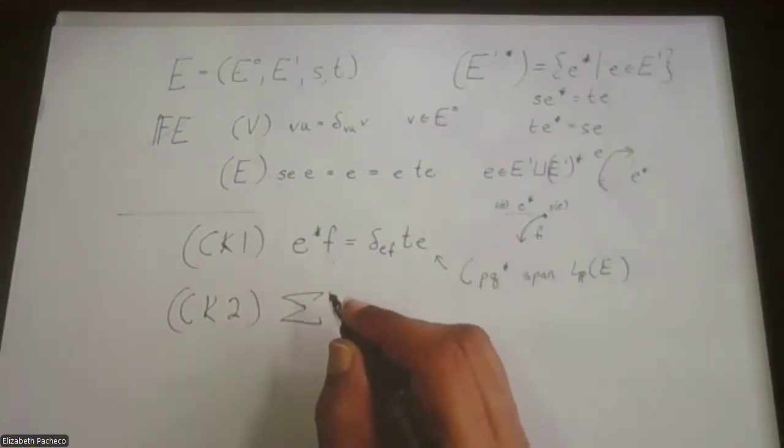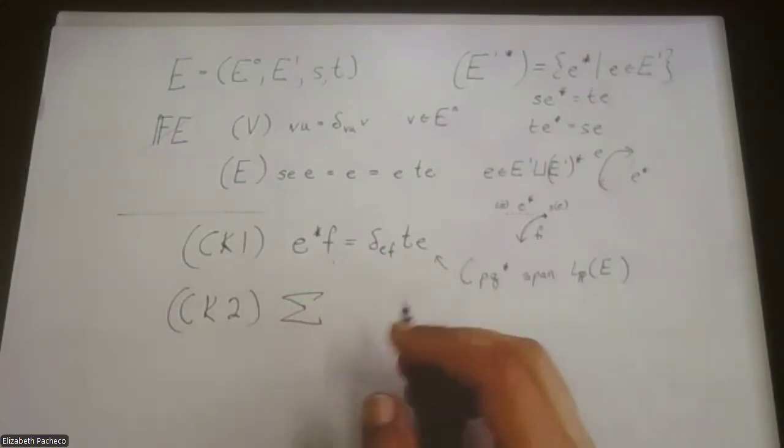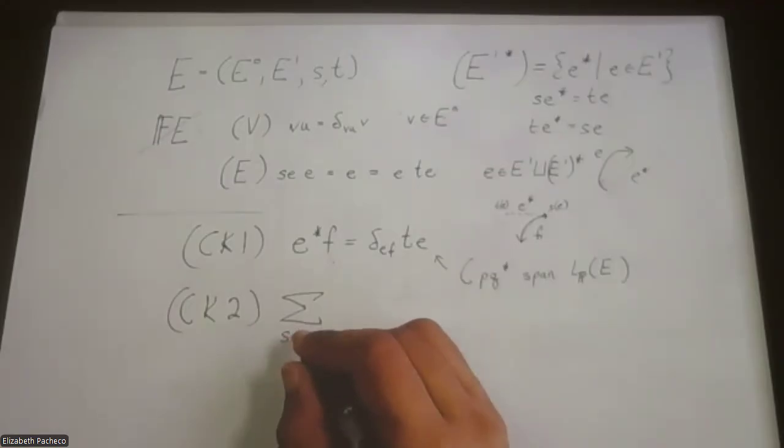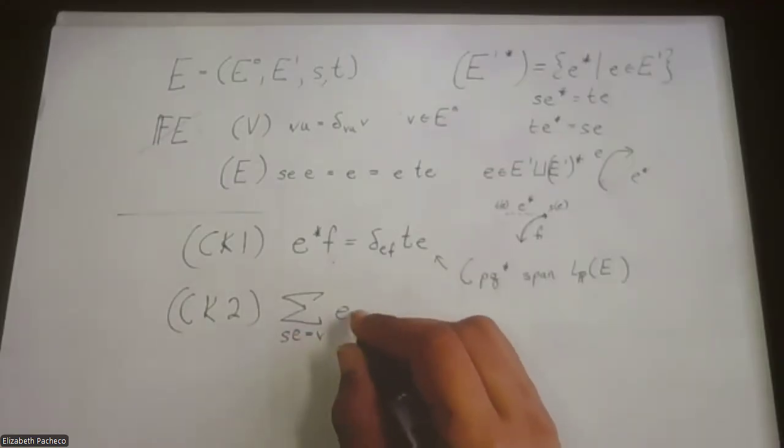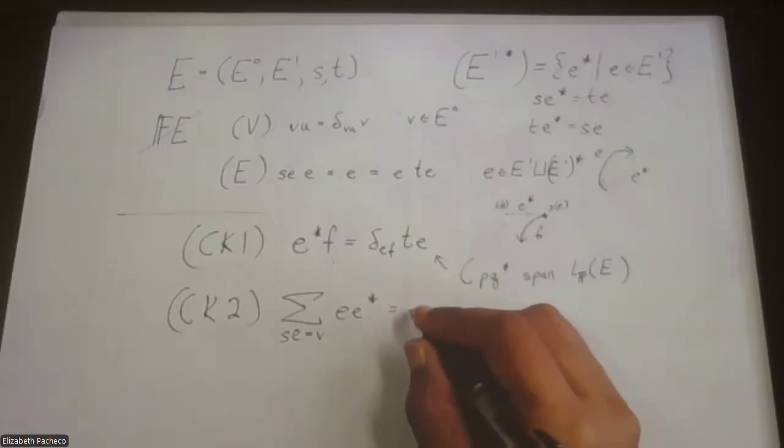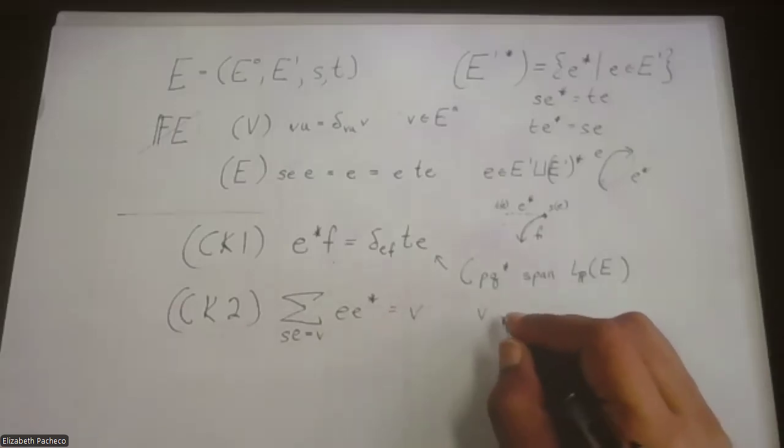Then Cuntz-Krieger 2. So you have this: the sum over E with source V of E E star equals V, for V regular.